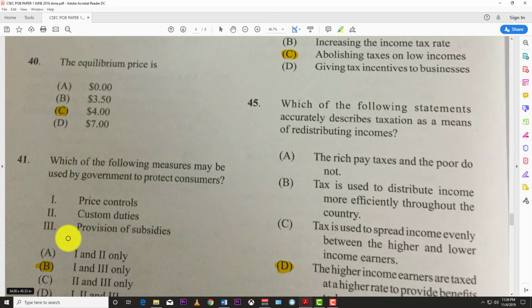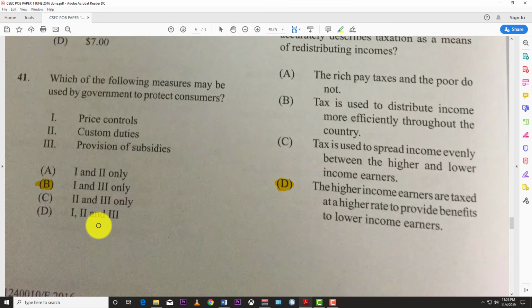41. Which of the following measures may be used by government to protect consumers? And the best answer here is 1 and 3, price controls and provision of subsidies. Customs duties don't really protect customers because what would happen is that the price goes up and the suppliers pass it on to the customers.